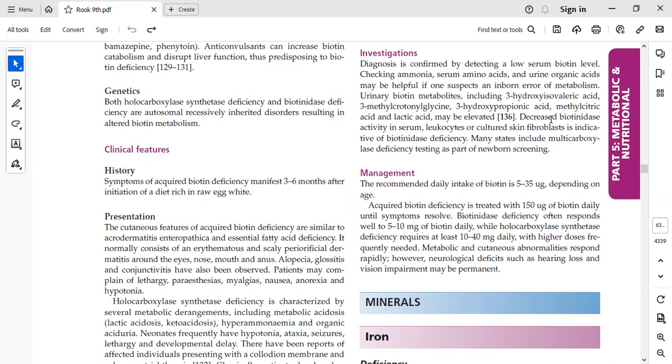Also, we assess urinary levels of biotin metabolites. Besides this, we also see decreased biotinidase activity in the serum, in the leukocytes, or in the cultured skin fibroblasts. And we can also do neonatal screening for multiple carboxylase deficiency.